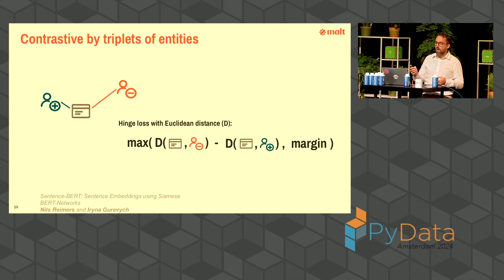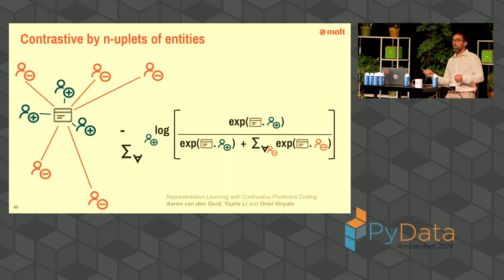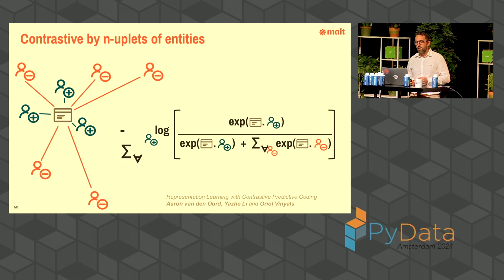So here we've got our anchor, which is a project, and you're trying to push away the negative match and bring closer the positive one. That loss works relatively well, but then it brings a lot of questions, such as how do you pick the triplet? How do you find the best negative?